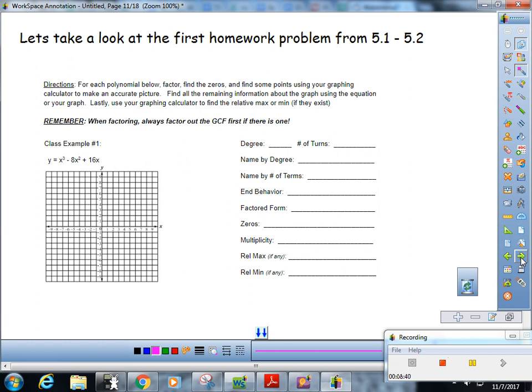So now we are going to do this together. Okay, this is your worksheet. This is your assignment. We're doing the first one. So, what is the degree of this function? Well, the degree is the highest power. So what is the degree? 3. How many? Oh, okay. So what we'll call that is a third degree polynomial.